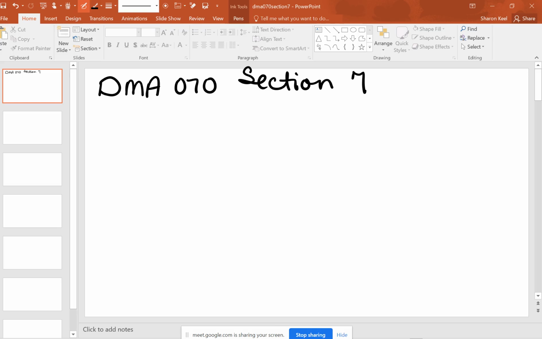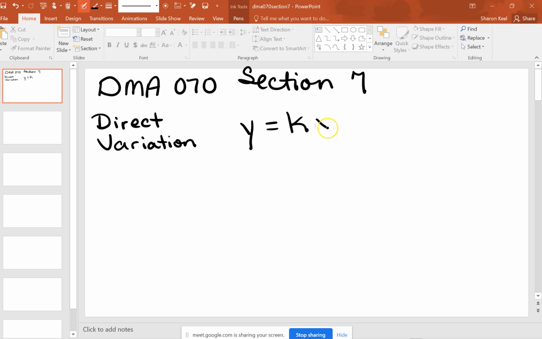Okay, so for DMA 70 section 7, this is a pretty fun section. I think they're all fun. We are looking at different kinds of variations. We are looking at what's called direct variation. A direct variation is written with this equation, y equals k times x.